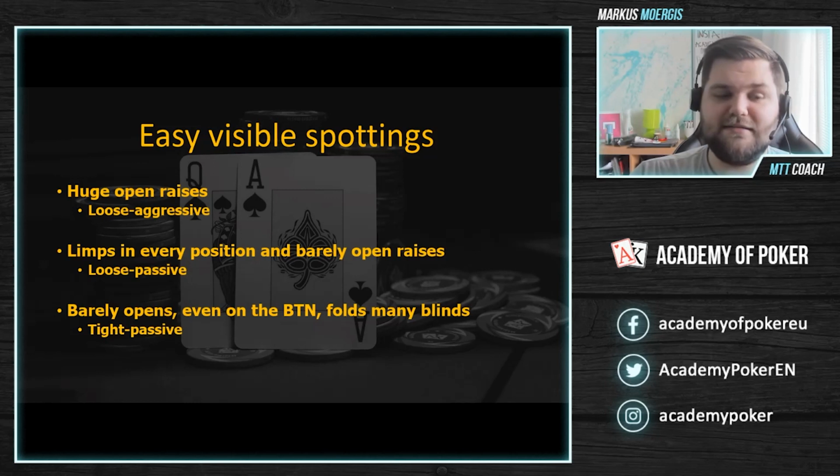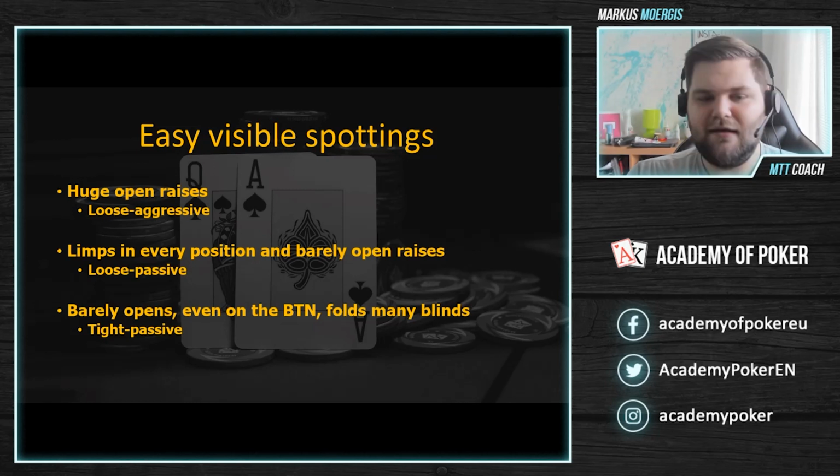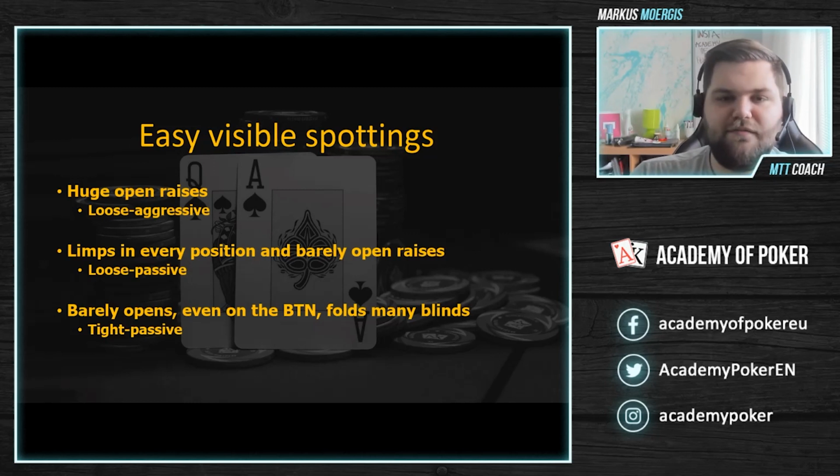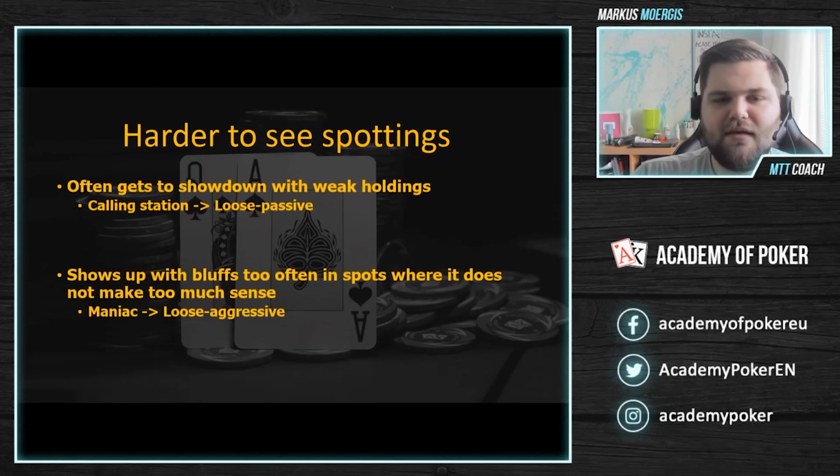And the problem here is that he is way too tight and also probably too passive, because the difference between tight passive and tight aggressive is that at least the tight aggressive players take some more chances here. And if you see he just folds way too much, and then isn't really aggressive in other spots as well, those players are tight passive for sure.